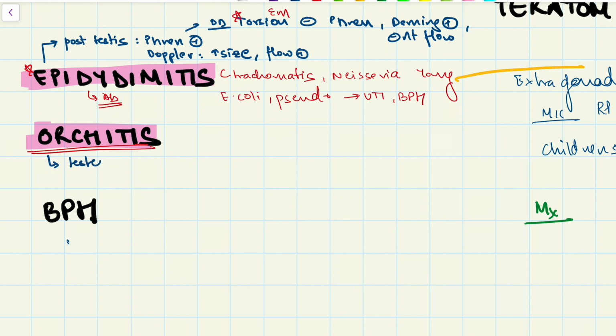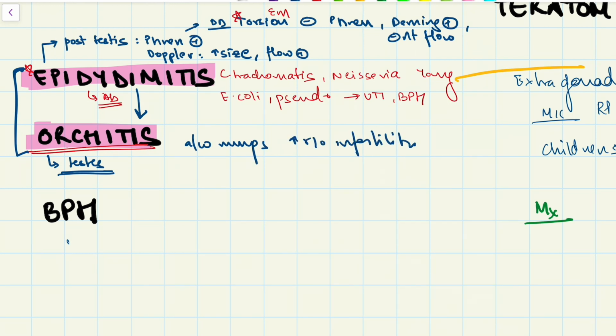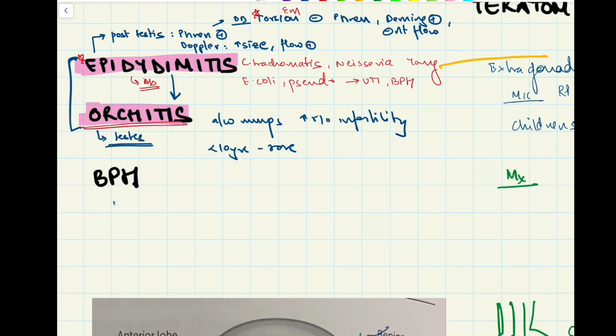So epididymitis usually leads to orchitis, hence epididymo-orchitis is commonly seen when the patient presents with pain in the testes, and it is associated with mumps, right, and there is increased risk of infertility. It is rare in males less than 10 years. So that completes the penile pathologies and the scrotal pathologies.